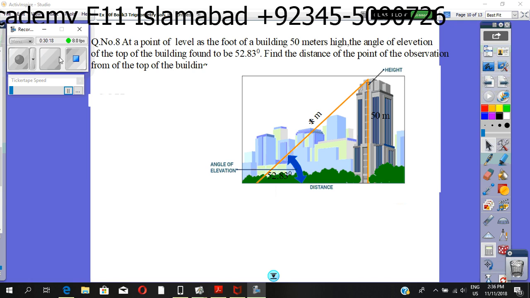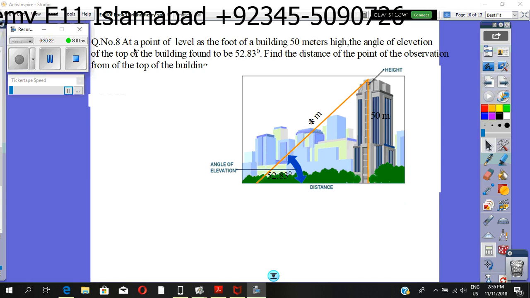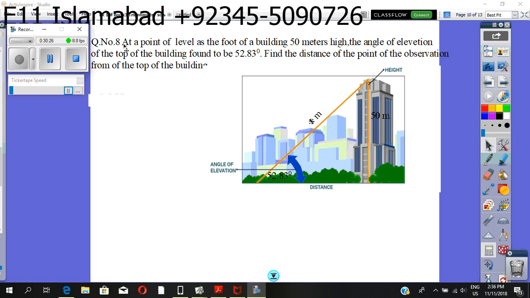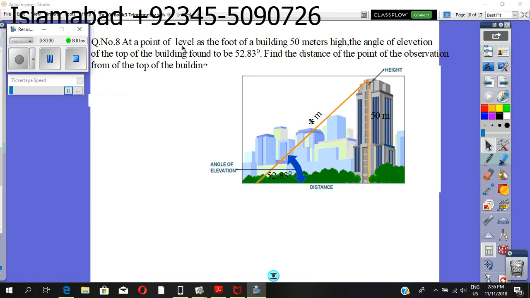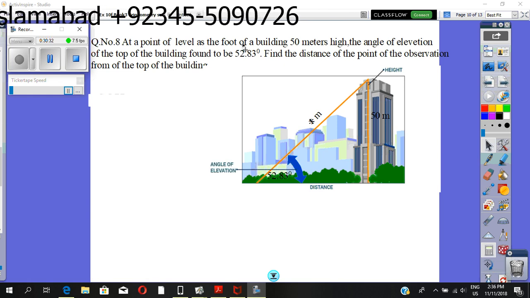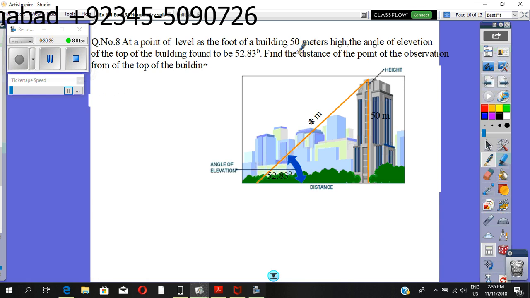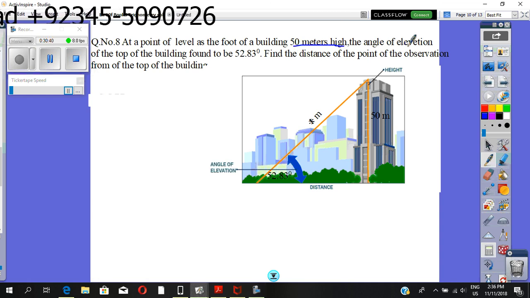Here we have another question, question number 8, from the same book, Cambridge O Level book 3, exercise 10. A point on level ground is at the foot of a building that is 50 meters high. The 50 meter height is given, that is the building. The angle of elevation means looking upward at the top of the building.